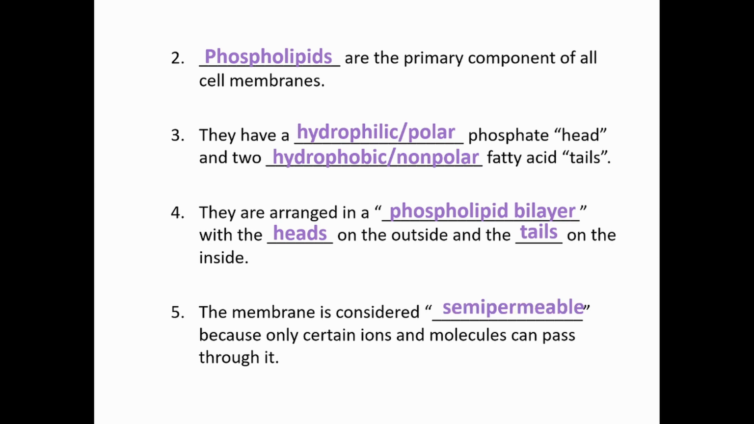Because of this, the membrane is considered semi-permeable. That water-hating middle is going to make it so that not everything can easily pass through. Only certain things are going to be able to pass through the membrane, and because only some things can get through and other things can't, we call it semi-permeable, or partially permeable. It's only permeable to some things, not everything.